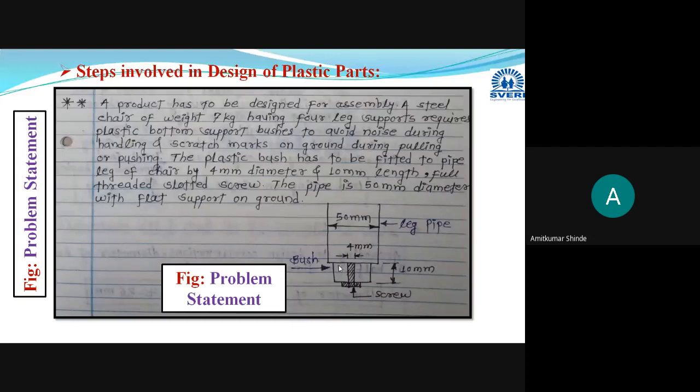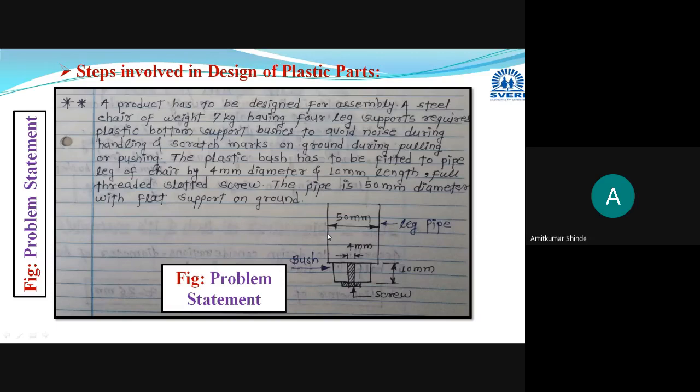To avoid the friction, and to avoid the probable formation of scratches or scratch marks, we are providing that bush, and that bush will be with one boss arrangement to provide the screw, for the assembly purpose, to attach that bush to the chair leg. One screw will be provided, and for attaching that screw, a boss arrangement will be there. And for that, certain dimensions are given.